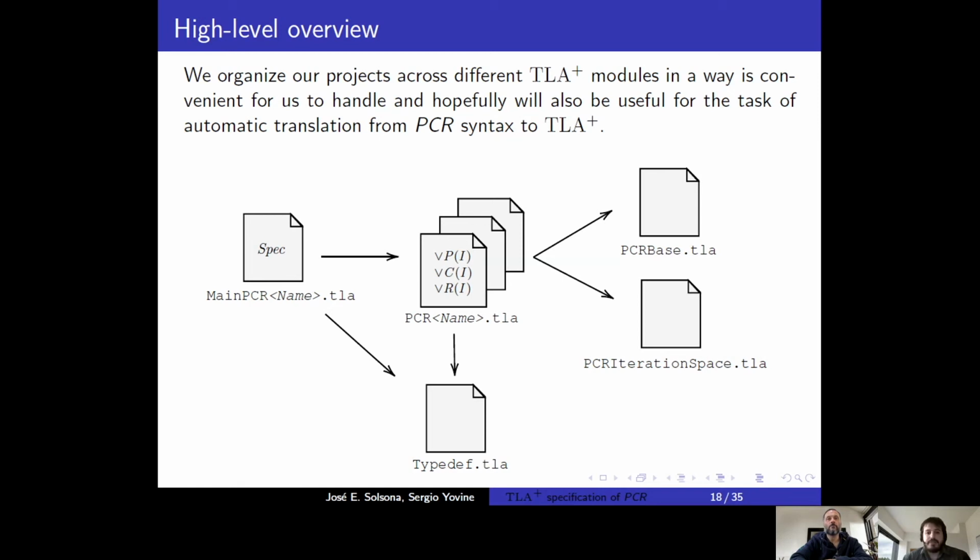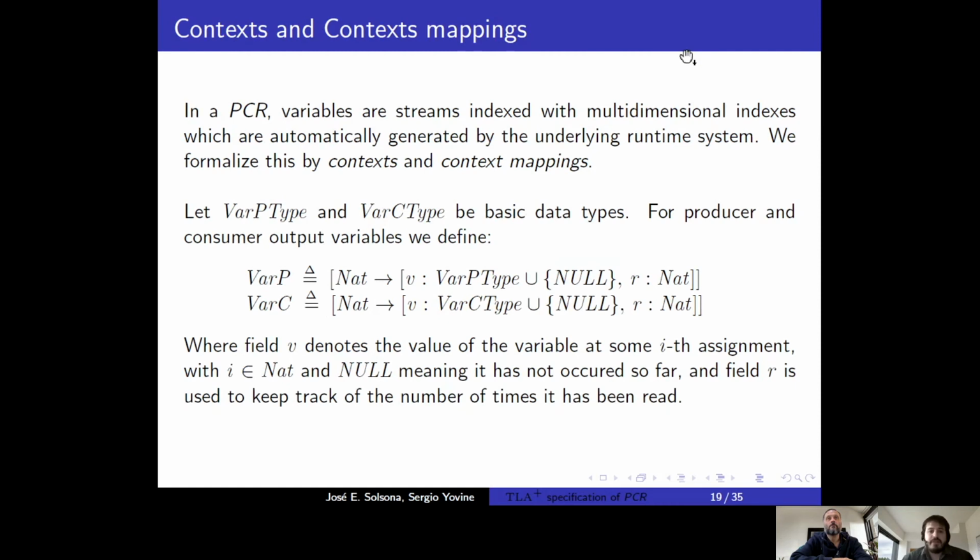In these PCR modules, the principal actions P, C, and R, corresponding to the producer, consumer, and reduction behavior, are defined. There is also a main PCR module for the root PCR, called main PCR followed by the name of the root PCR. There is also a type def module. In this module, we collect the basic data types that we expect to be in all the PCR modules involved in the system.